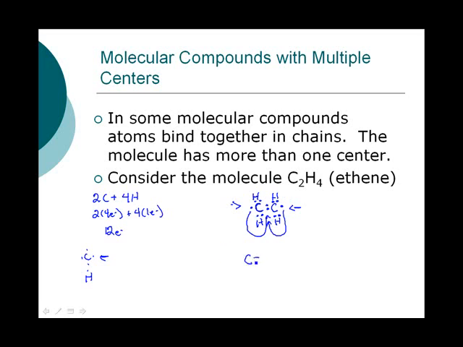We got carbons sharing 4 electrons, so they're double bonded, and hydrogens, 2 hydrogens for each with a single bond. And that would be how we do a molecule that has more than one center. Technically, it has 2 centers, one around each carbon.